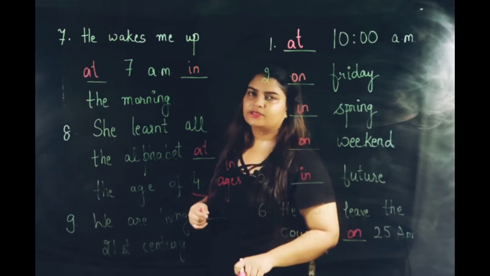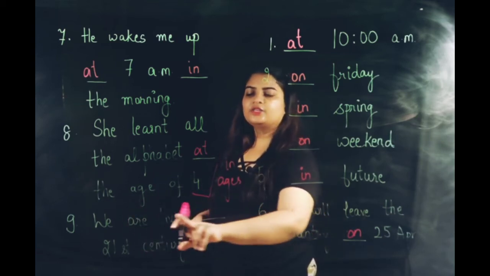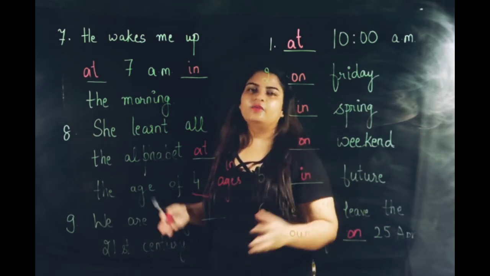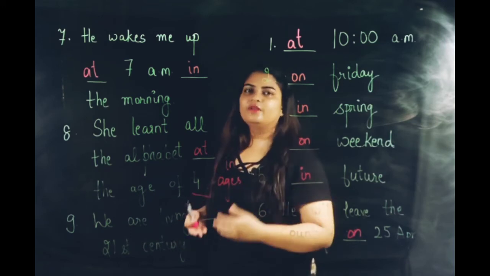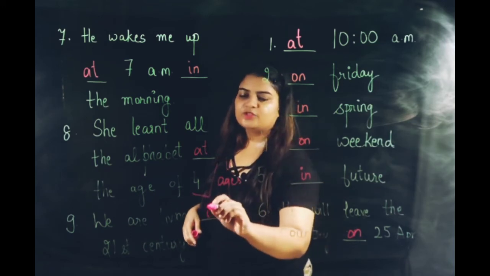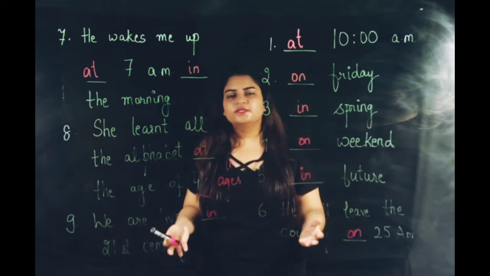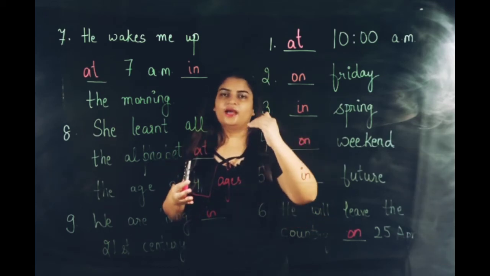And the last question is, we are living dash 21st century. Now century is the duration of 100 years. If year is taking in, then century will obviously take in. So we are living in the 21st century. So we have solved all the questions depending upon the duration, at, on and in.